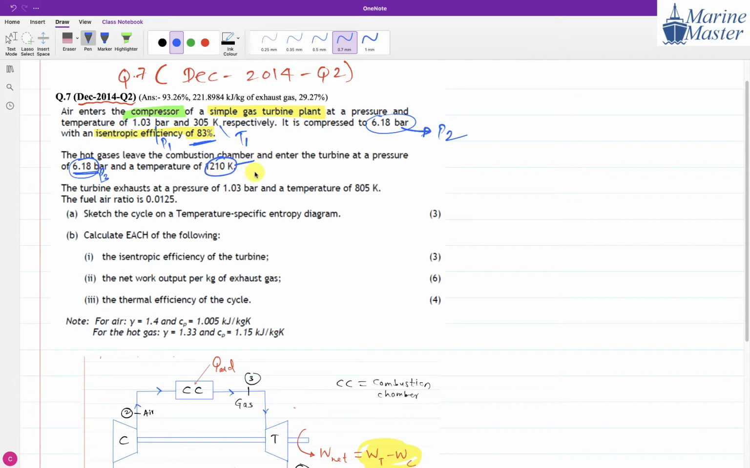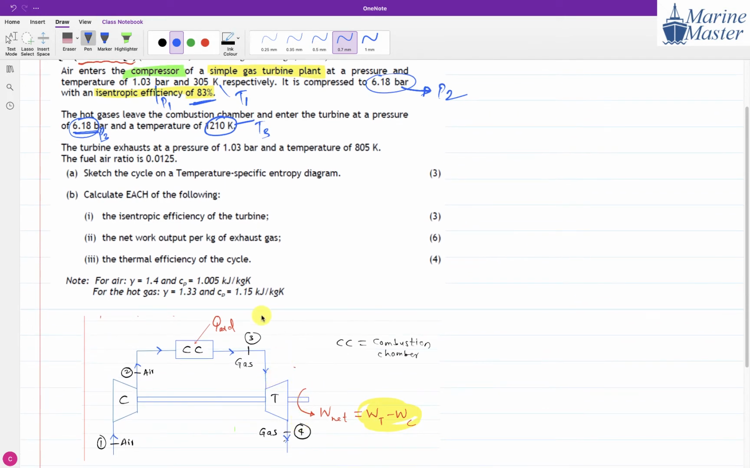And the temperature is 1210 Kelvin. This is the outlet of the combustion chamber, so this will be T3. Turbine exhaust pressure means the outlet of the turbine, that will be our pressure at point 4, and a temperature of 805 Kelvin. That is the pressure and temperature at point 4. Now have a look here carefully.